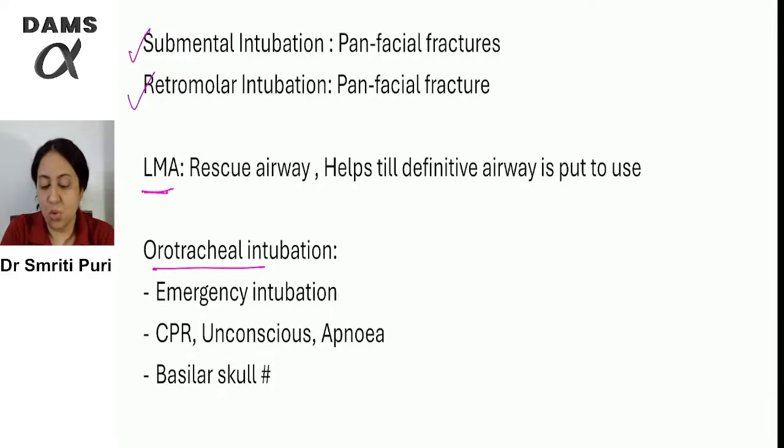Now, where do you use orotracheal intubation or oral intubation? That is, if you're intubating the patient in an emergency, in the situation mentioned in the previous question. You have to secure the airway fast. In that case, nasal intubation is time-consuming. Also, since there would be suspected skull base fractures, we do not go for nasal intubation. So orotracheal intubation is used in emergency situations always. It is also used when you have to give CPR to the patient, when there is an unconscious patient or a patient having apnea, and in basilar skull fractures.